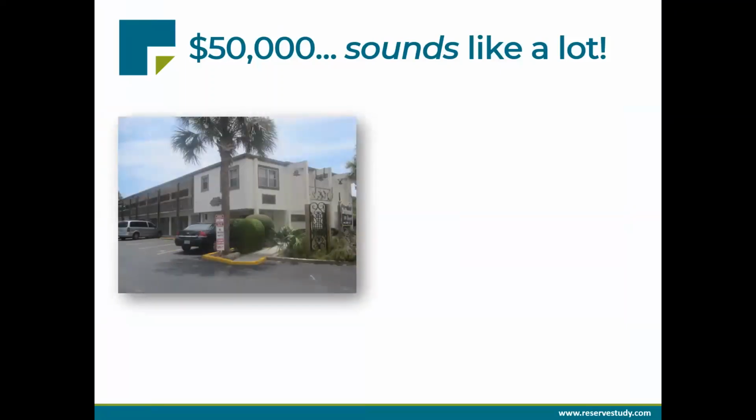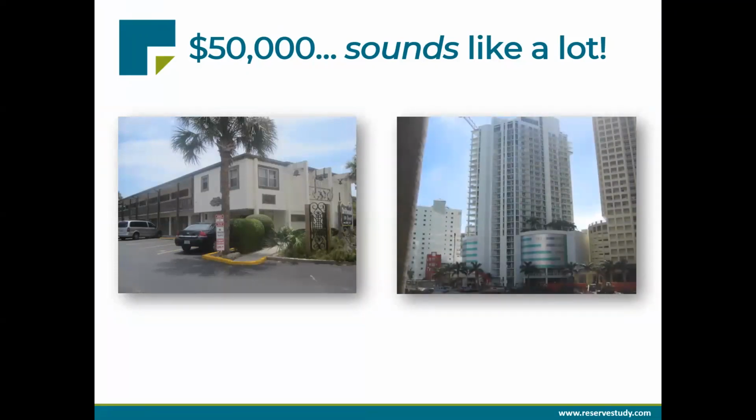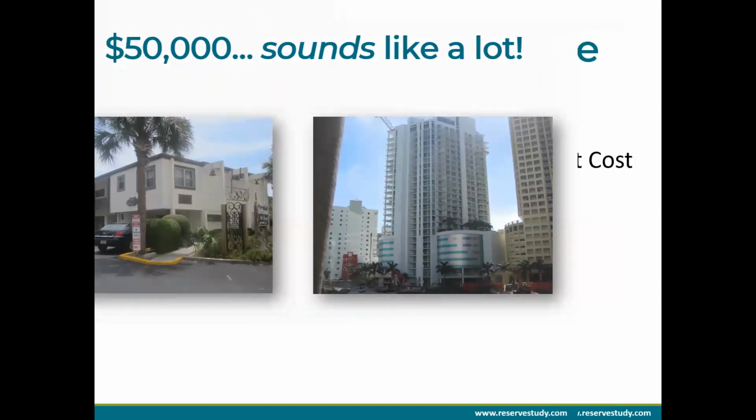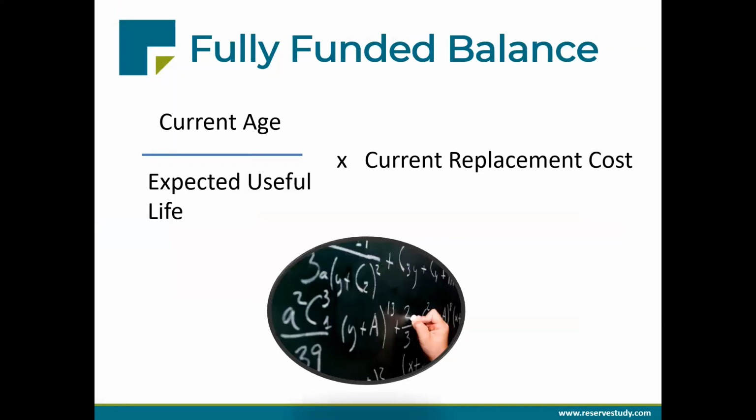$50,000 for a little 2-story building with no amenities, just a parking lot, maybe 50 grand is plenty of money for them. But if we're dealing with a big luxury high-rise property, right, $50,000 is barely a drop in the bucket. That can be wiped out in one installment of one project, right? Painting a building like this might be $1 million all by itself. So everything needs to be scaled appropriately to what type of property we're talking about. And this is where the fully funded balance is a very helpful tool for that.